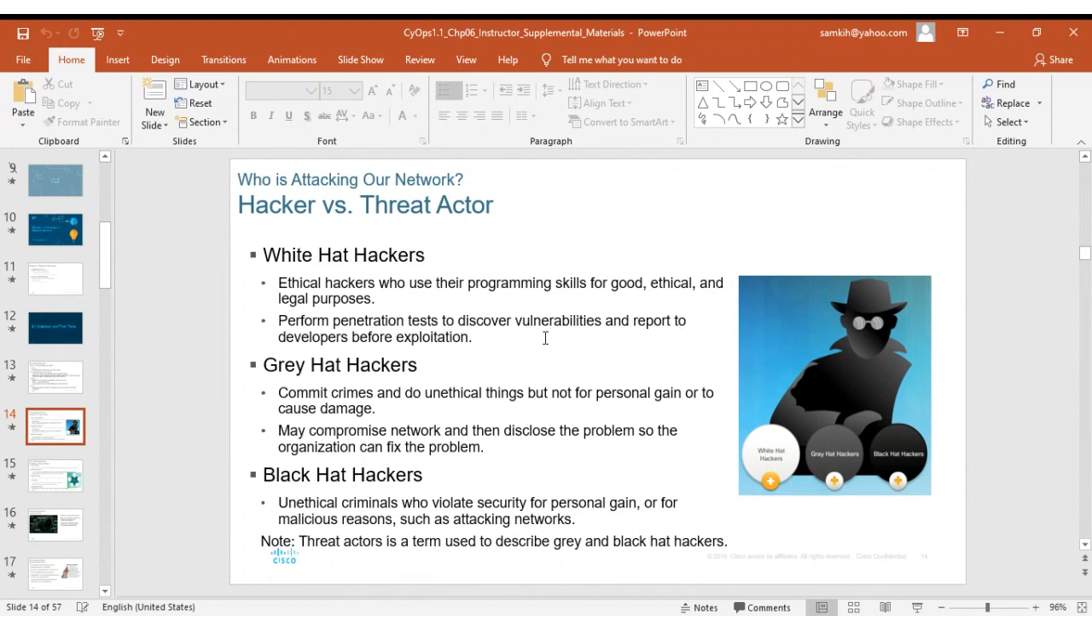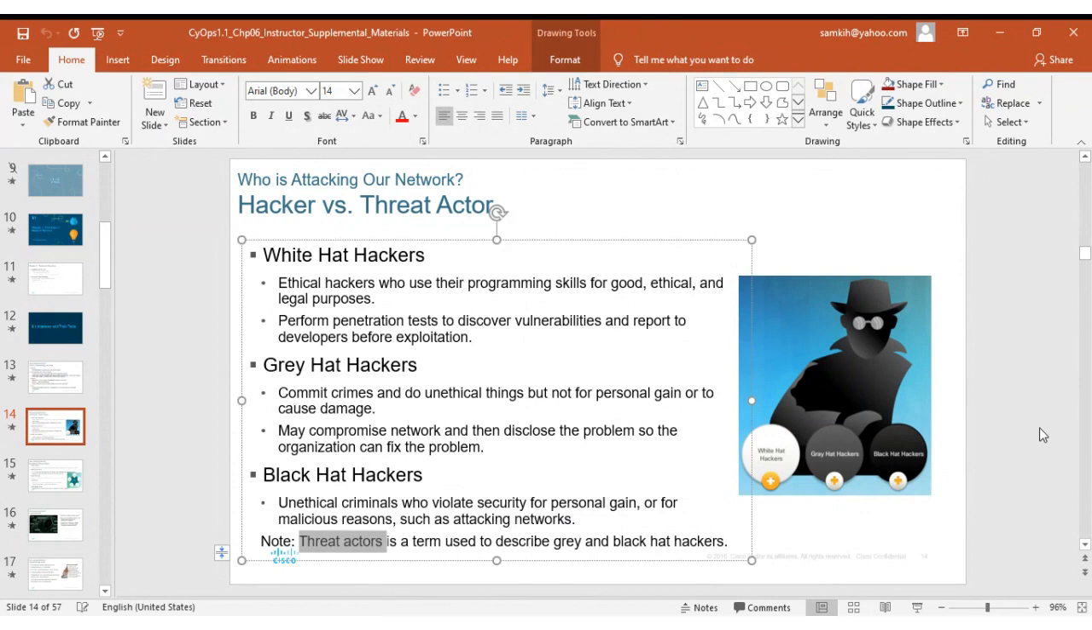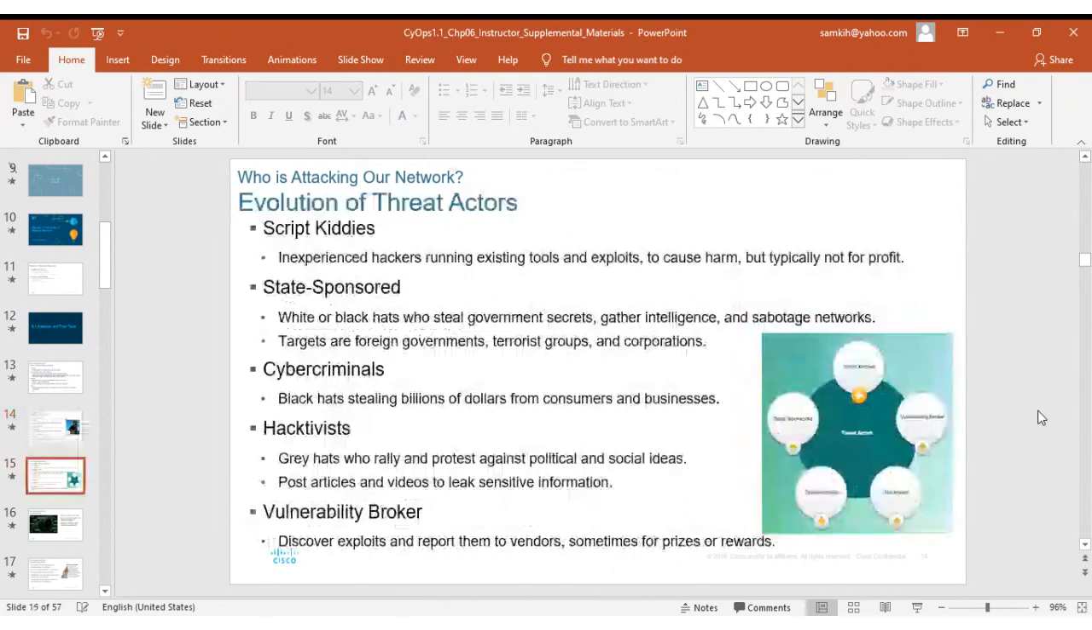So we move on. A threat actor is the term used to describe the gray and black hat hackers. So they are the threat actors. So we have the various evolutions of threats in our networks, and we move on.